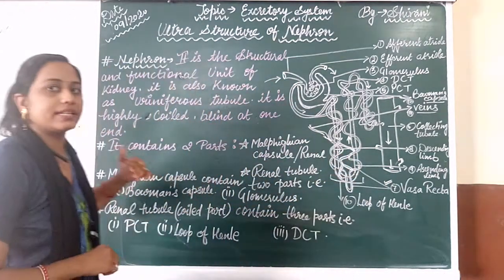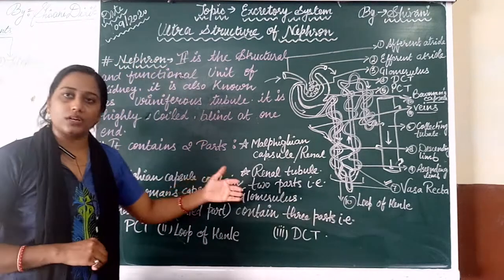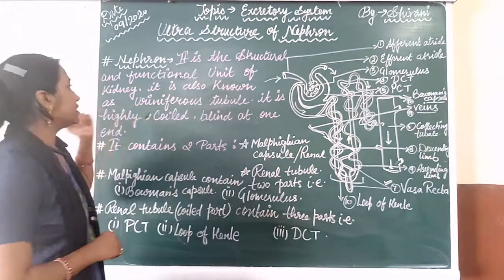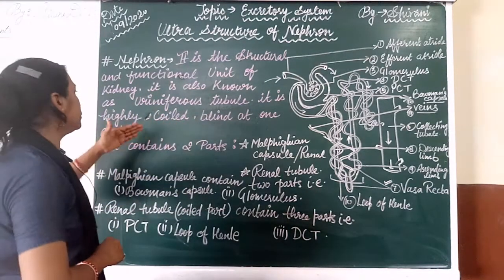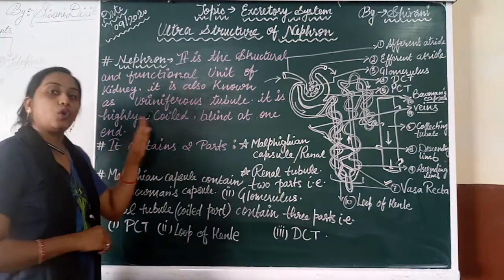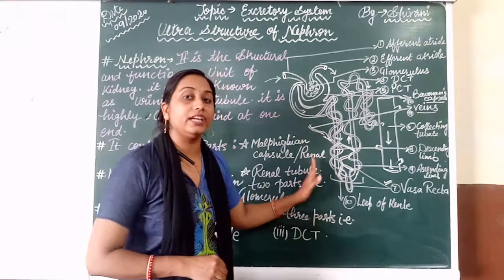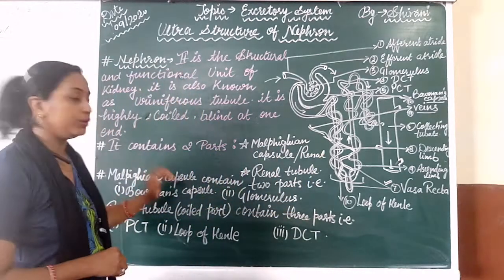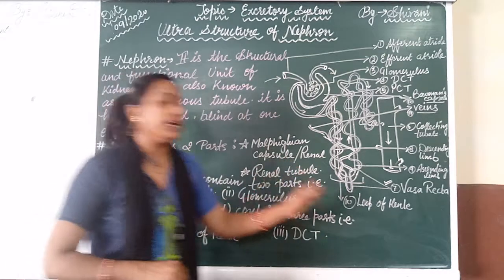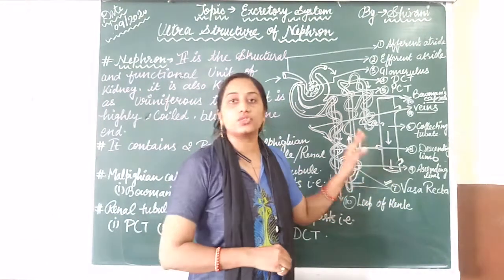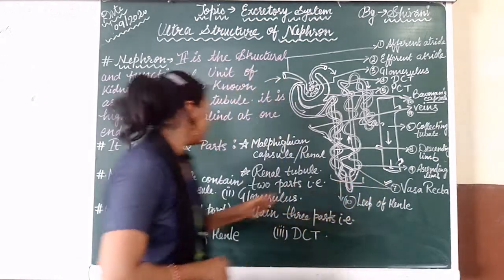Now we will discuss its definition. As I have already told you, it is the structural and functional unit of kidney, and it is also known as uriniferous tubule. It is highly coiled. As you are observing in the diagram, there is a highly coiled structure in front of you, and it is blind at one end. Its last end, that is known as the collecting tubule, is blind at that point.